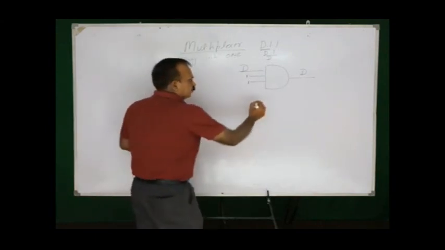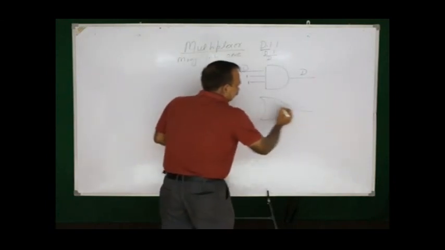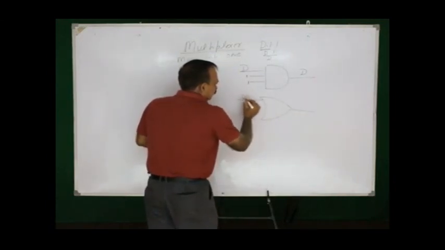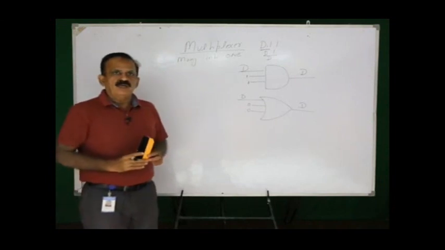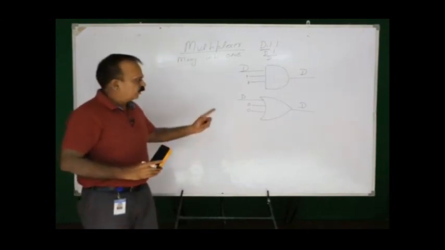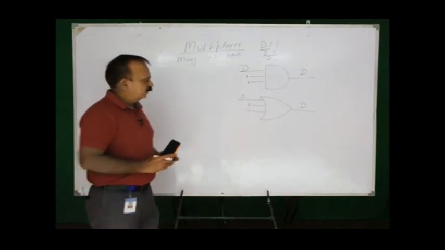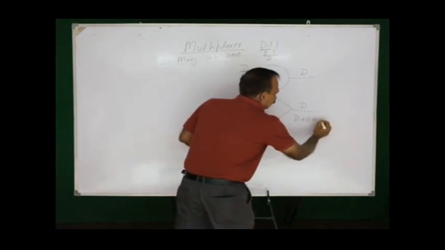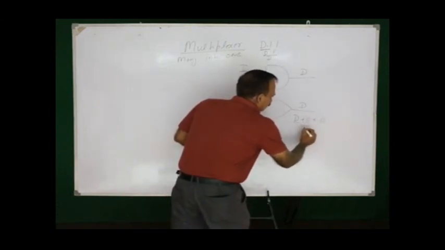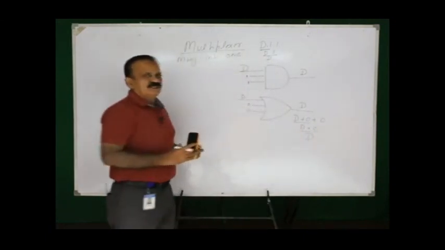Another gate I will be using is the OR gate, and the property of the OR gate is that output is equal to input when all other inputs are 0. This property I will be using in this OR gate. It is simple, it is D plus 0 plus 0, and D plus 0 is equal to D, and again adding 0, this will be equal to D.